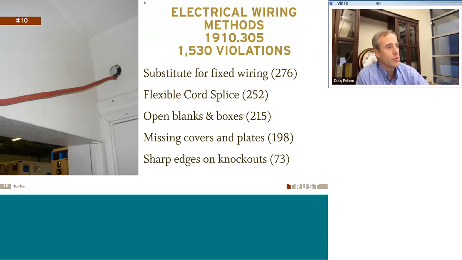Here's a common one where you see that flexible cord being used in place of permanent wiring. If you're punching holes through the wall or over doors, under windows, to kind of permanently have that extension cord in there, that's probably going to be a violation of the standard. And that's something we see quite a bit of.